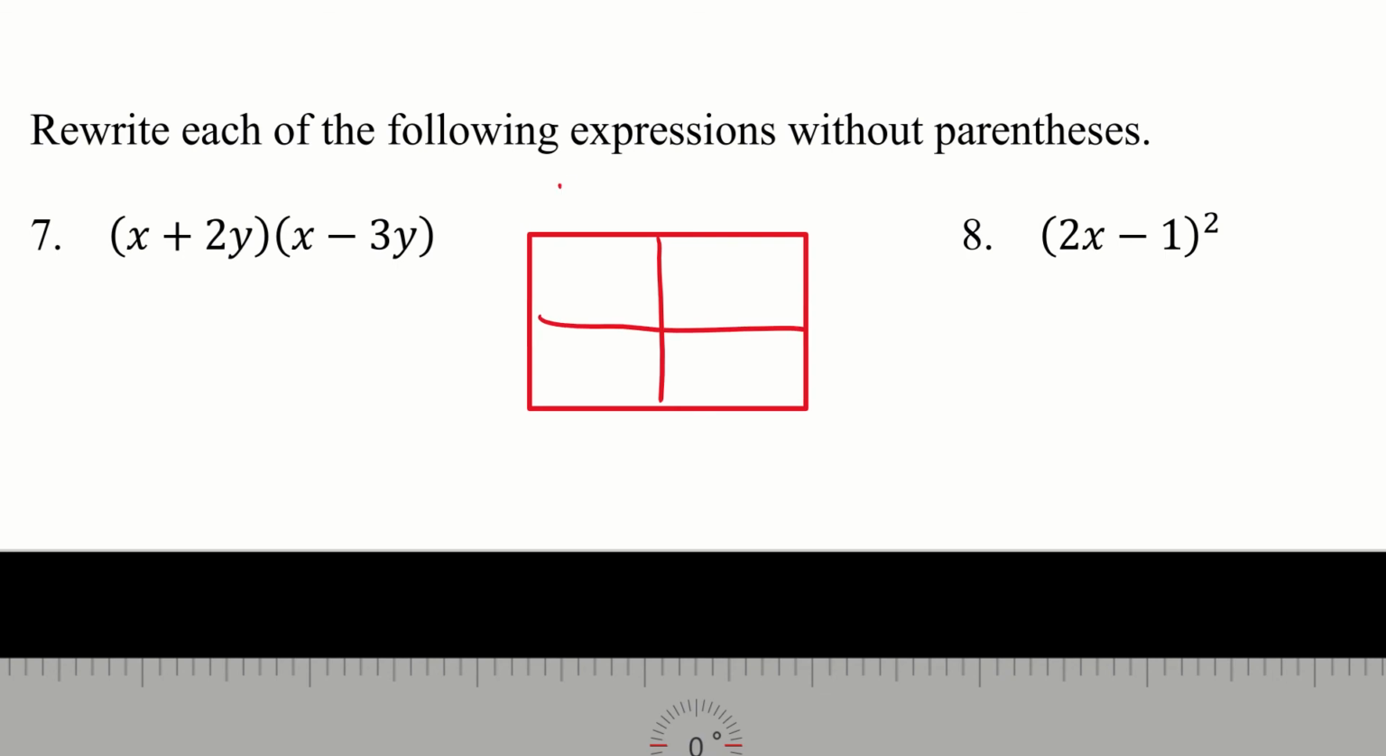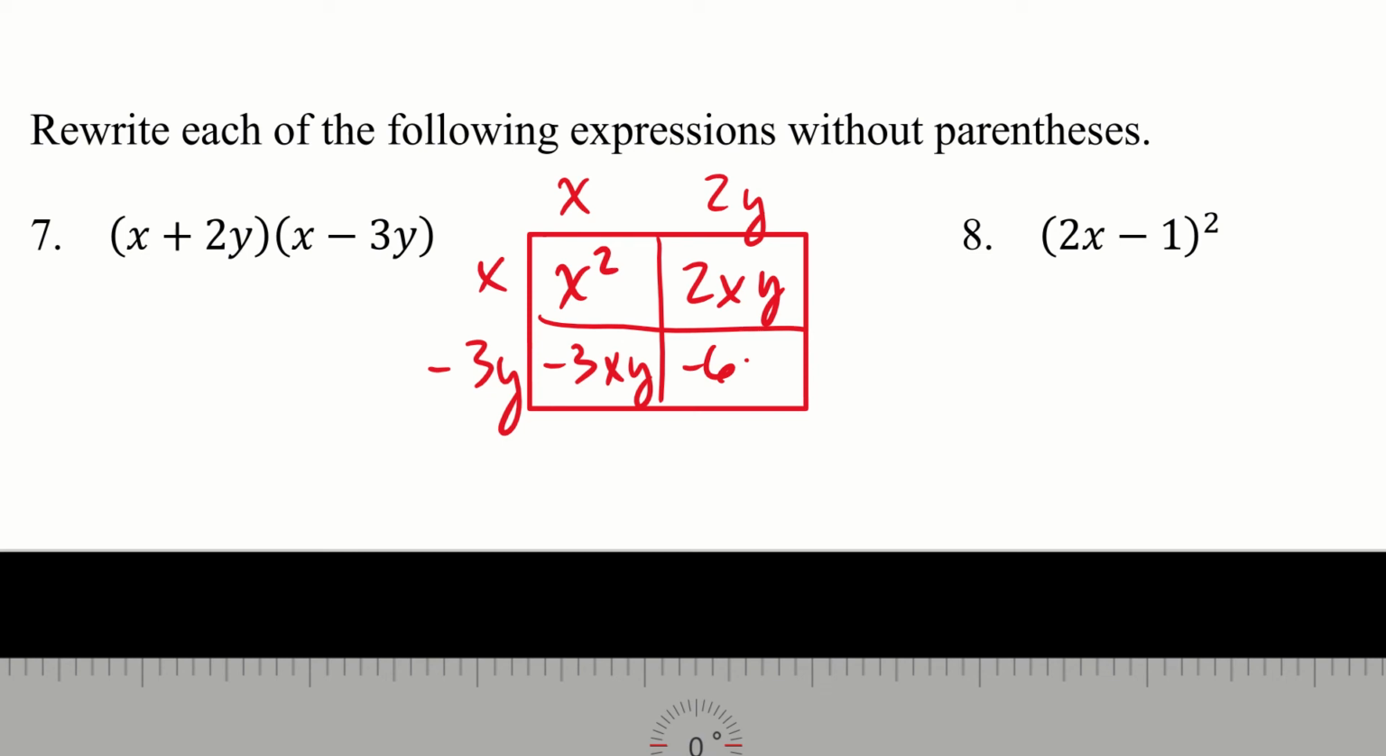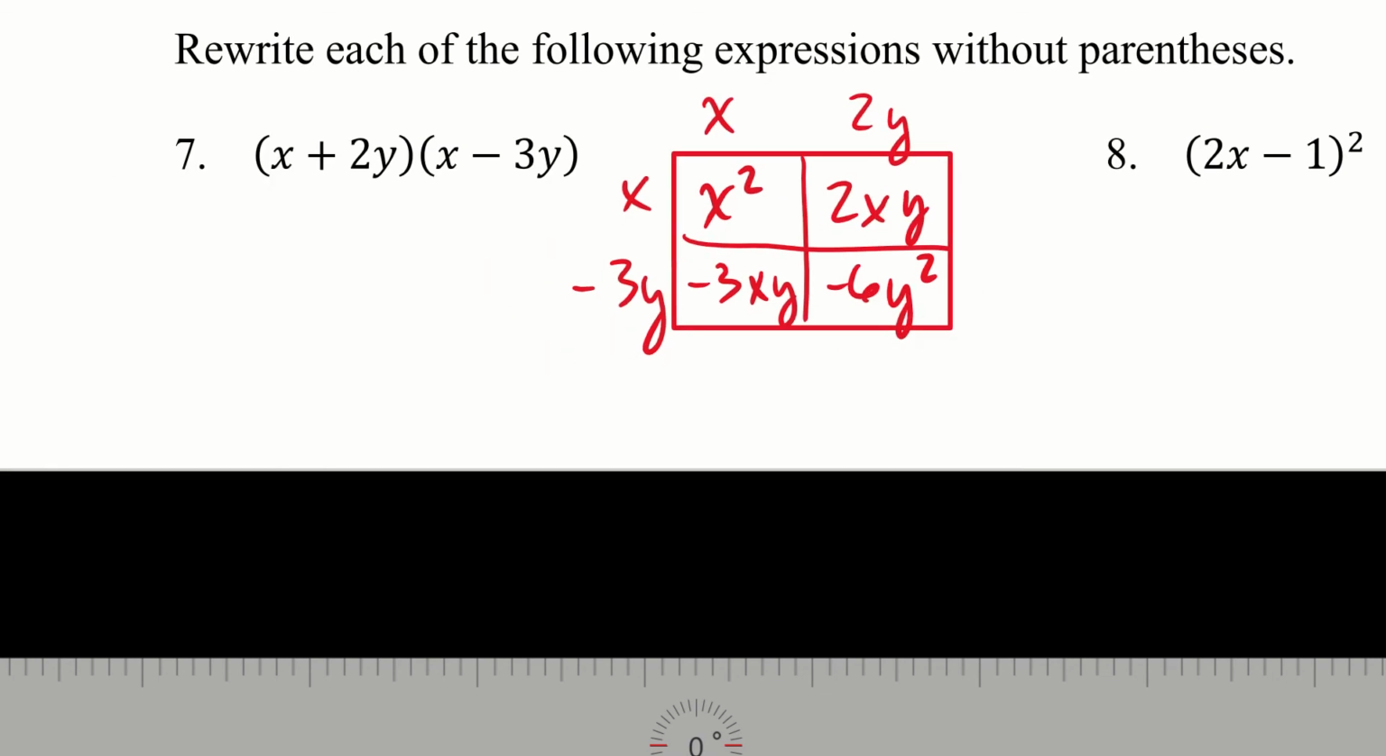So I am multiplying, for example, x plus 2y. So you see there's 2 things, the x and then the 2y. And I'm multiplying that by x and a -3y. So there's 4 values that are going to comprise this product, right? One of them is x squared. Another is -3xy. And I'm going to have a positive 2xy. And I'm also going to have a -6y squared.